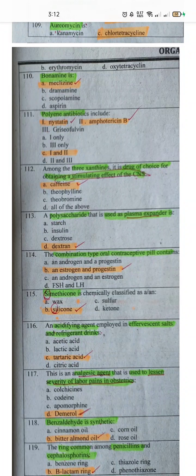115. Simethicone is chemically classified as silicone. So, again, the pharmaceutical use of your simethicone is anti-foaming agent and the pharmacologic use is anti-flatulent. So, it is chemically classified as a silicone.